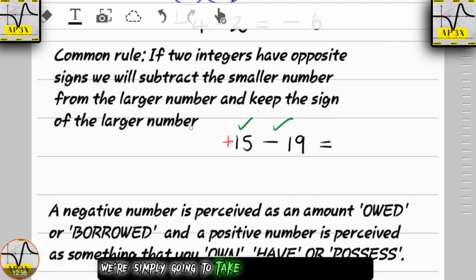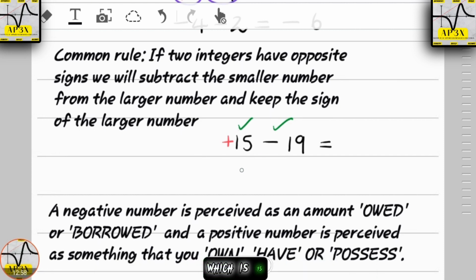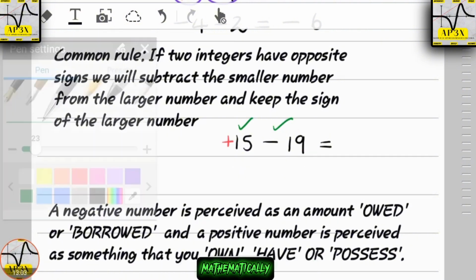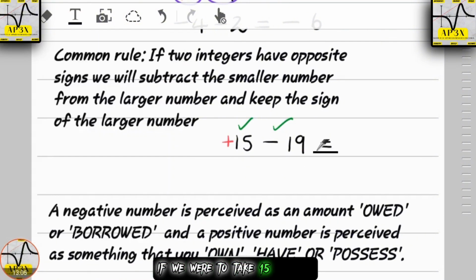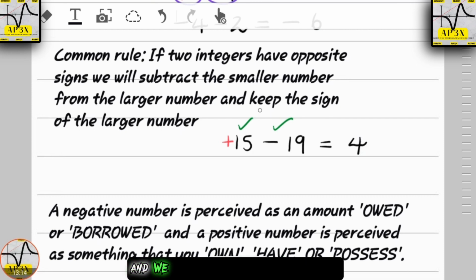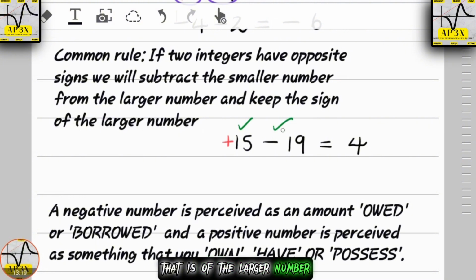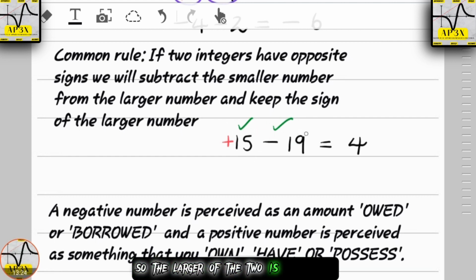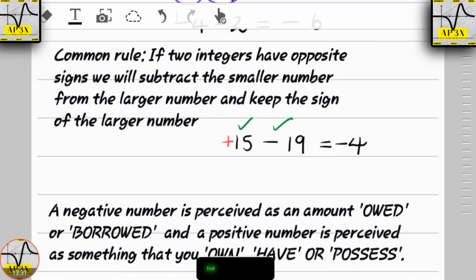We are simply going to take away the smaller number, which is 15, away from the larger number, which is 19. So mathematically, if we were to take 15 from 19, we would end up with 4. But it also said here that we are going to be keeping the sign of the larger number, or it's going to be attached to the larger number. So the larger of the two is in fact 19, and 19 has a minus in front of it. So therefore our answer is going to be equal to -4.